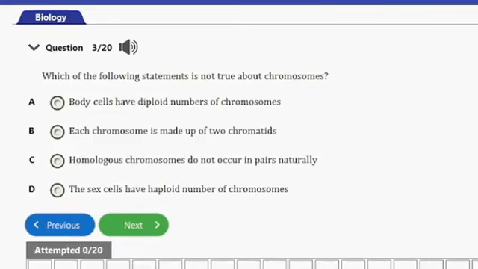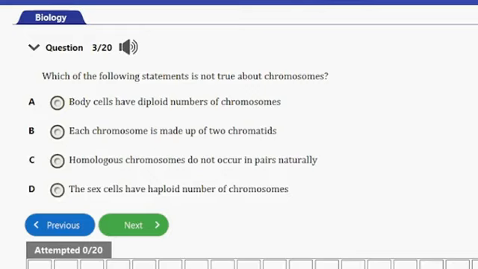Question number 3. Which of the following statements is not true about chromosomes? A. Body cells have diploid number of chromosomes. B. Each chromosome is made up of 2 chromatids. C. Homologous chromosomes do not occur in pairs naturally. And D. The sex cells have haploid number of chromosomes. The answer to this question is option C.